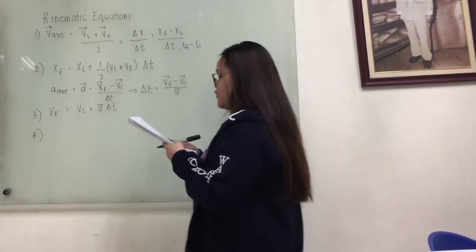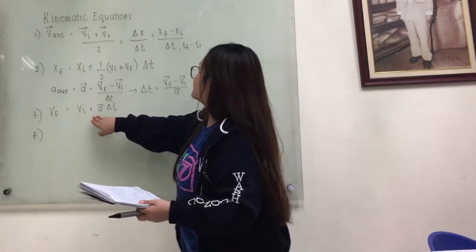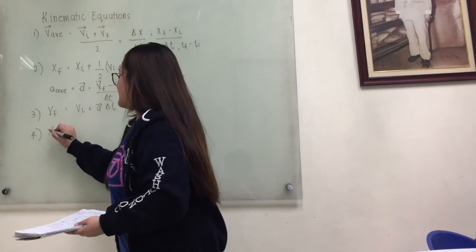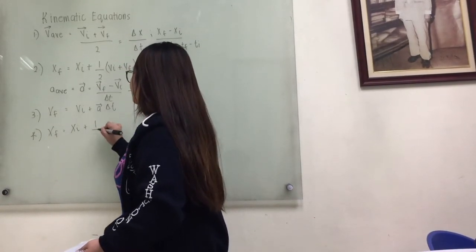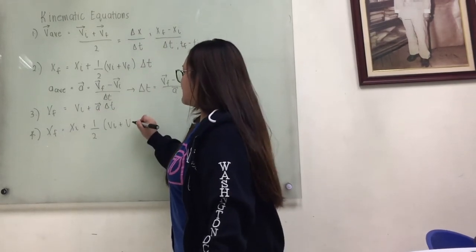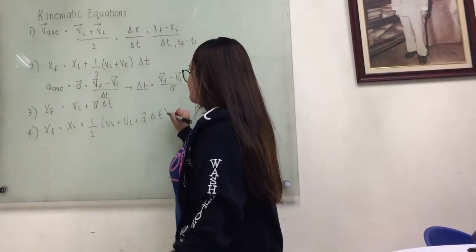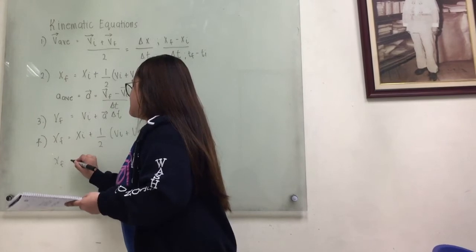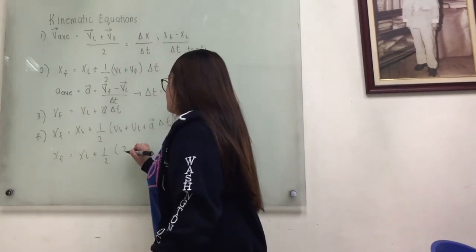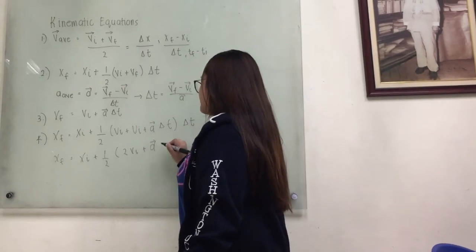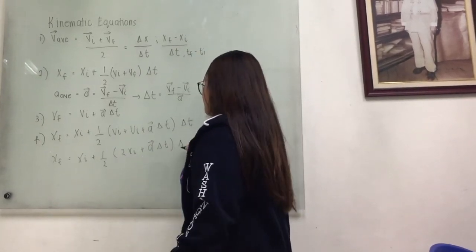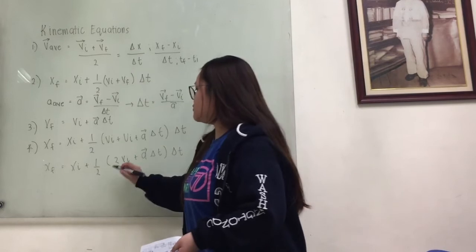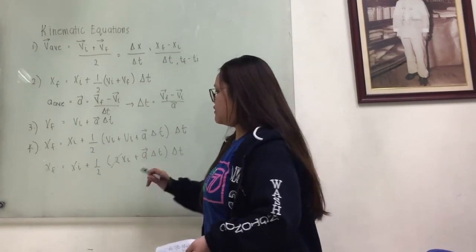We can get the fourth equation by substituting this final velocity to this equation because there is a final velocity here, making xf is equal to xi plus 1/2 (vi plus a, or acceleration, times delta t) multiplied by another delta t. We will simplify this equation: xf is equal to xi plus 1/2 (2vi plus acceleration times delta t) times delta t. We can apply the distributive property of multiplication into this equation, which will cancel the 2vi, and then we will get this equation.